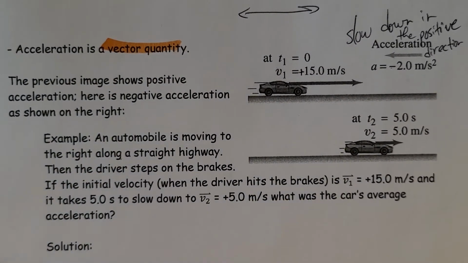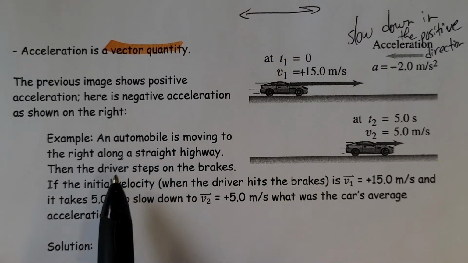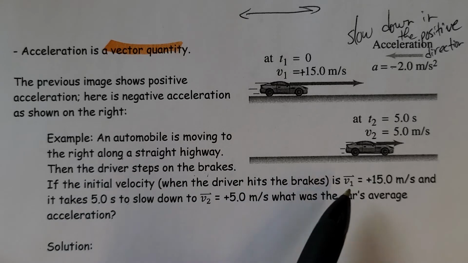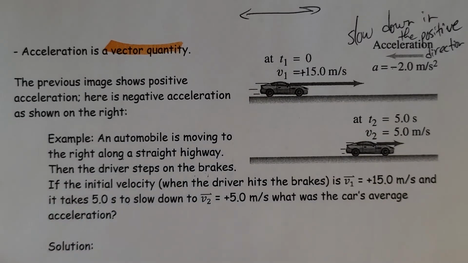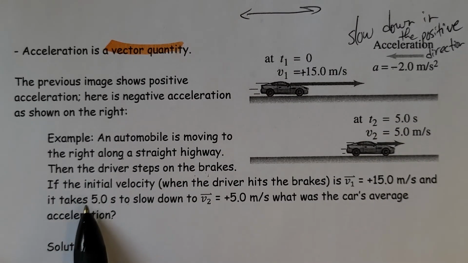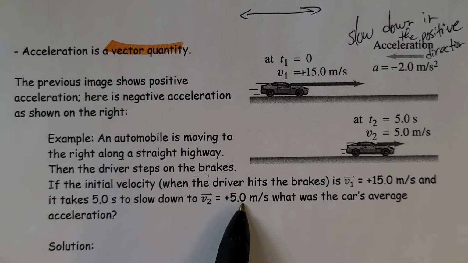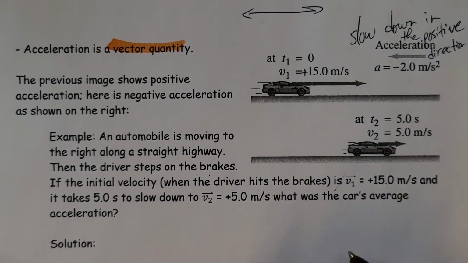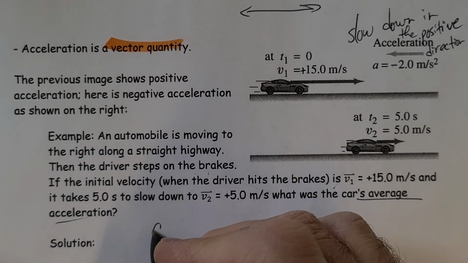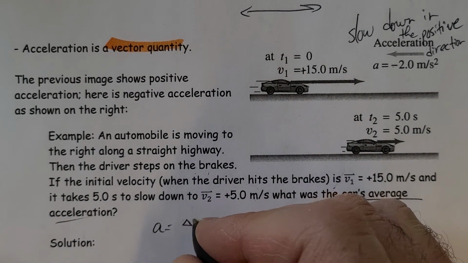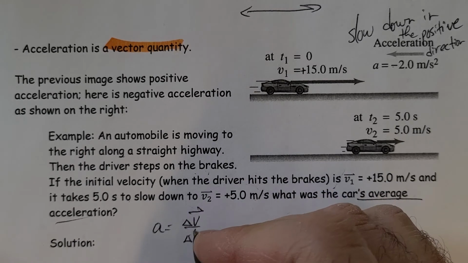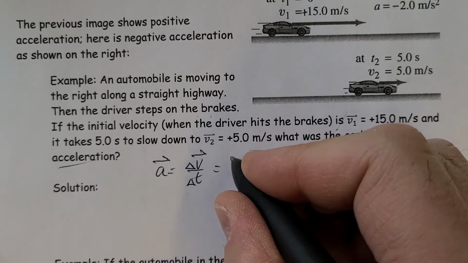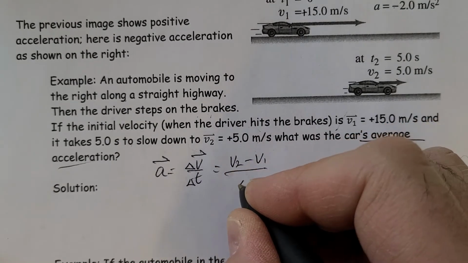So an automobile is moving to the right along a straight highway. Then the driver steps on the brakes. If the initial velocity when the driver hits the brake is 15 meters per second, and it takes 5 seconds to have that velocity go down to 5, what is the car's average acceleration? So a is equal to change in v over change in t. Okay, and we're given velocity values, so v2 minus v1 over delta t.